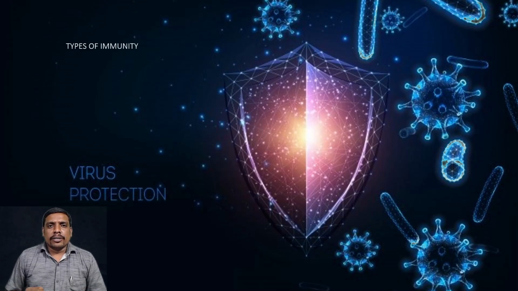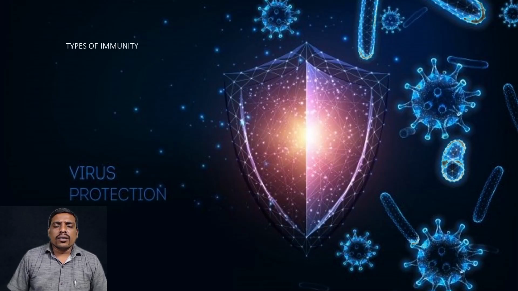Hello kids, in the previous video we have seen the various lines of defense generally seen in our body and the concept of immunology and the immune system. Today we are going to see one more interesting concept, that is the types of immunity. Let us have a glance at the types of immune system, what the various types are, and how the immune system was classified. Let us see each and every point.